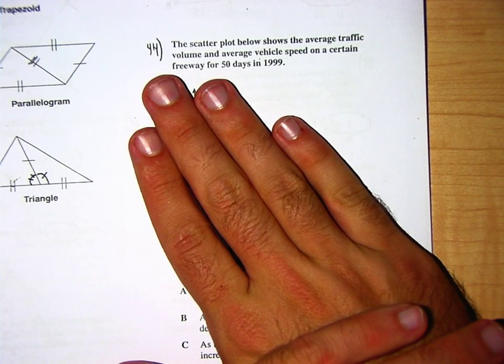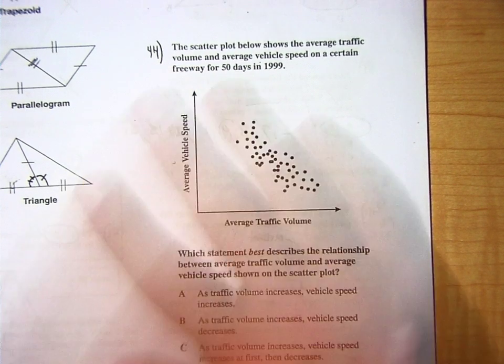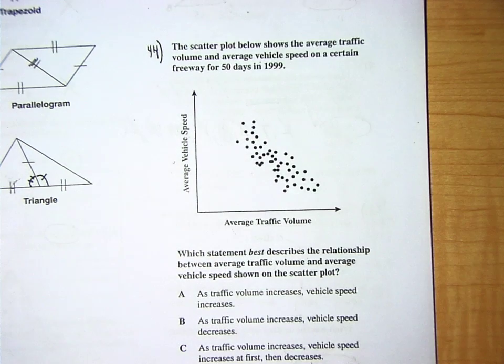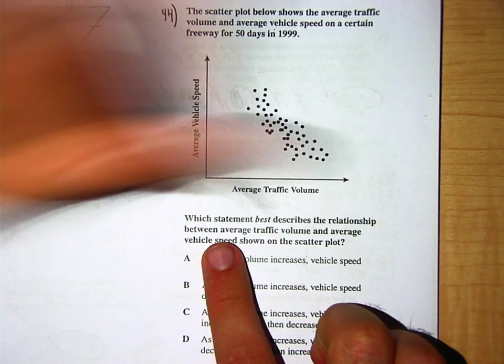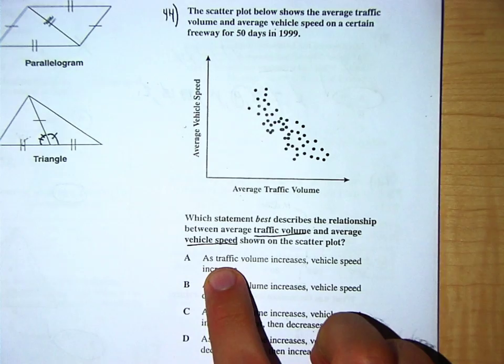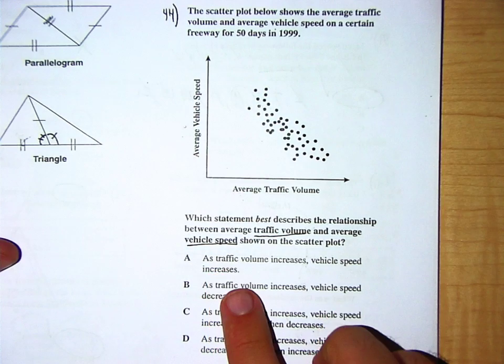Before I look at the questions and the graph, I'm just making a connection and thinking, okay, when I think of a lot of cars on the road, I think that traffic tends to slow down. When there's a lot of cars on the road, that means there's a lot of traffic and we go really slowly. That's like my drive home every day. So the question is, which statement best describes the relationship between traffic volume and vehicle speed shown on the scatter plot? So I have a couple options.